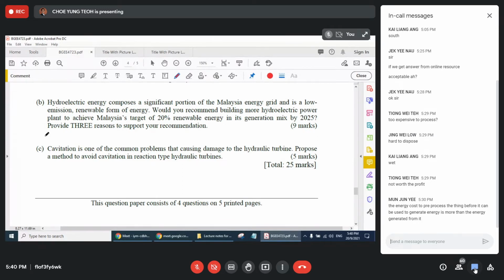Or maybe we can change the material of the hydraulic turbine. I can use a stainless steel runner, stainless steel blade of the turbine, which is less prone to cavitation, because stainless steel first is stronger. Secondly, the surface of stainless steel is smoother. So when it's smoother, there is less resistance, and the tendency to create cavitation will be lesser. So you just have to propose one method and explain. 5 marks for this.